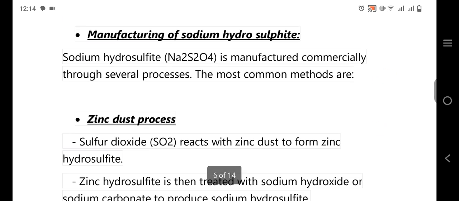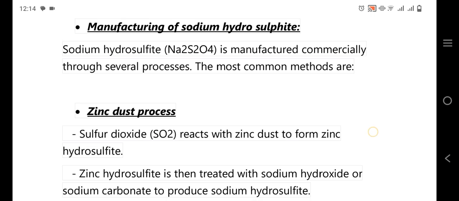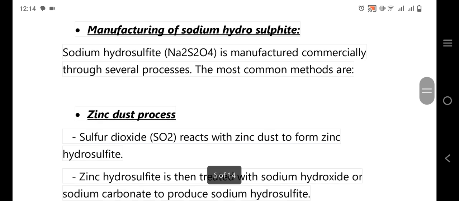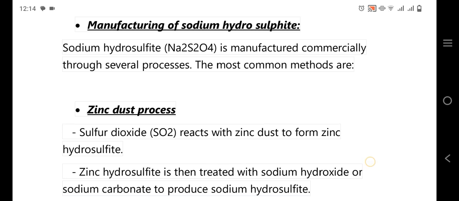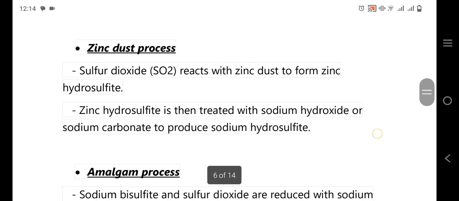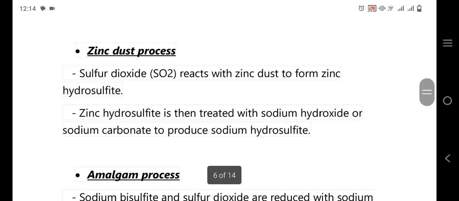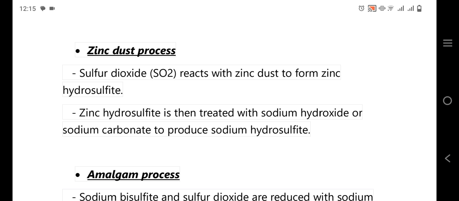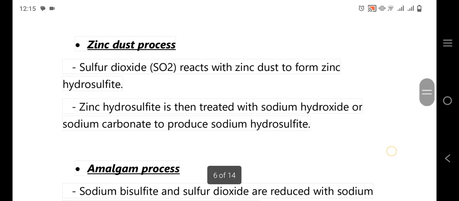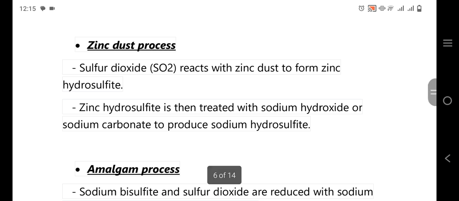Now we can see the manufacturing of sodium hydrosulfide. Sodium hydrosulfide or sodium dithionite is manufactured commercially through several processes. Some most common methods are given below. The first one is the zinc dust process. In the zinc dust process, sulfur dioxide reacts with zinc dust to form zinc hydrosulfide. Then zinc hydrosulfide is treated with sodium hydroxide or sodium carbonate to produce sodium hydrosulfide.